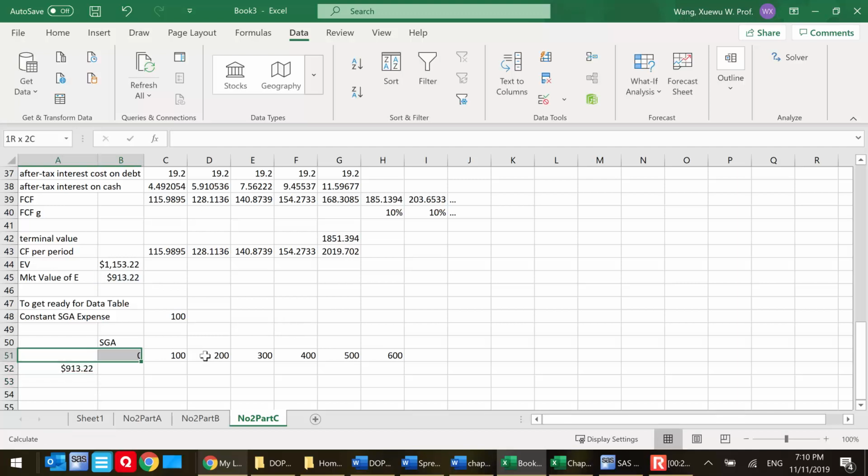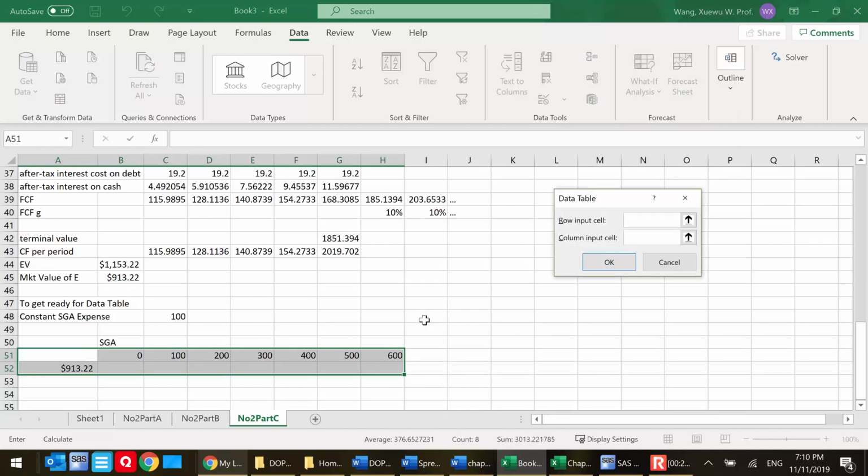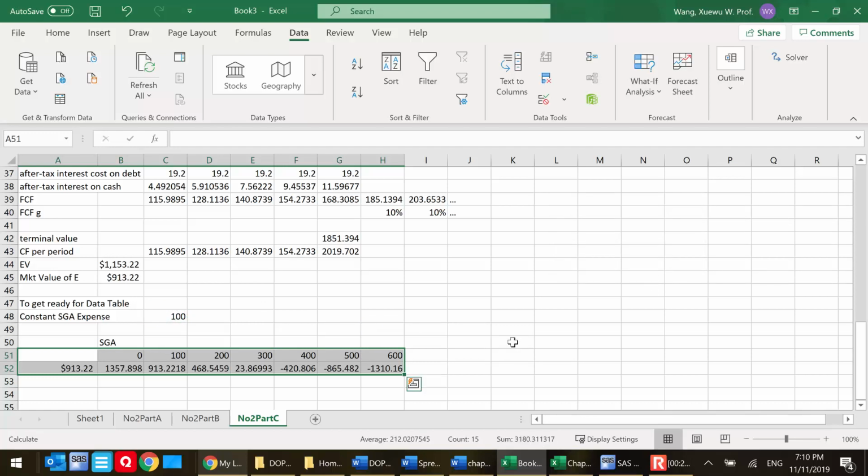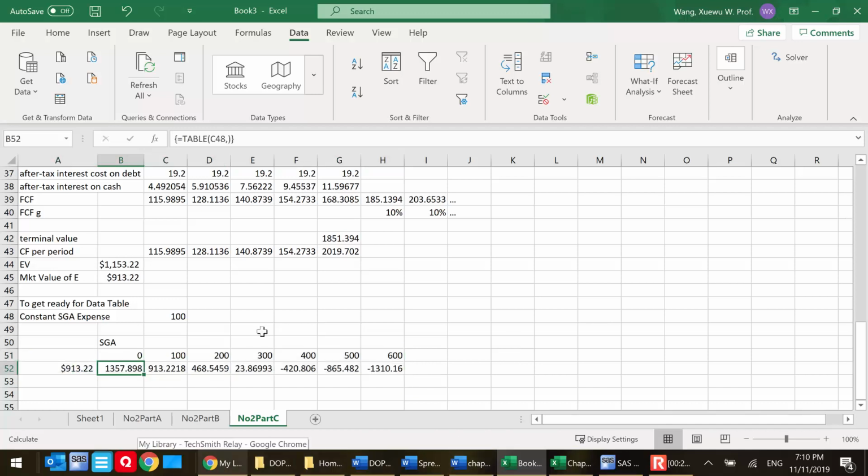Now I can make my data table work. Go to data, what-if data table, and the row input cell is the SGA expense, which is the number we use when we calculate the market value of equity, and the column input cell is blank. That is the benchmark case for part A, which is when there's no SGA expense, the equity value should be 1,357. So we're done with part C.